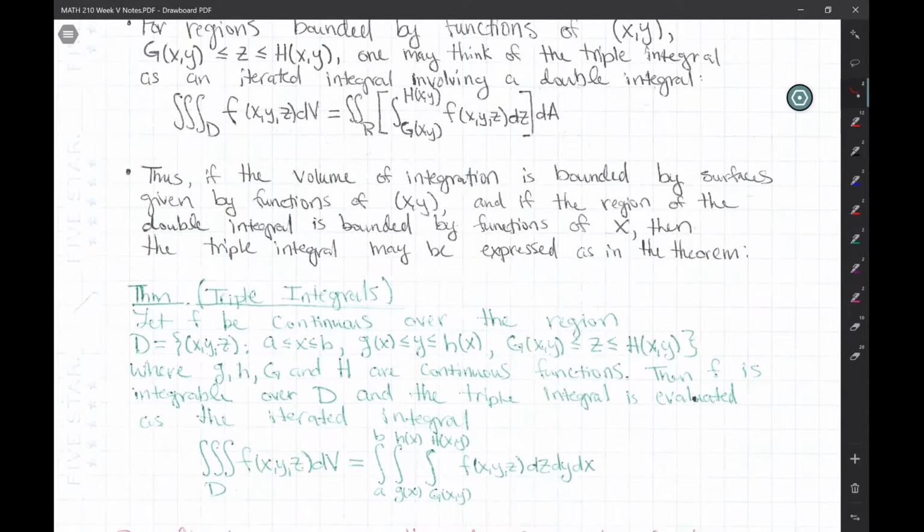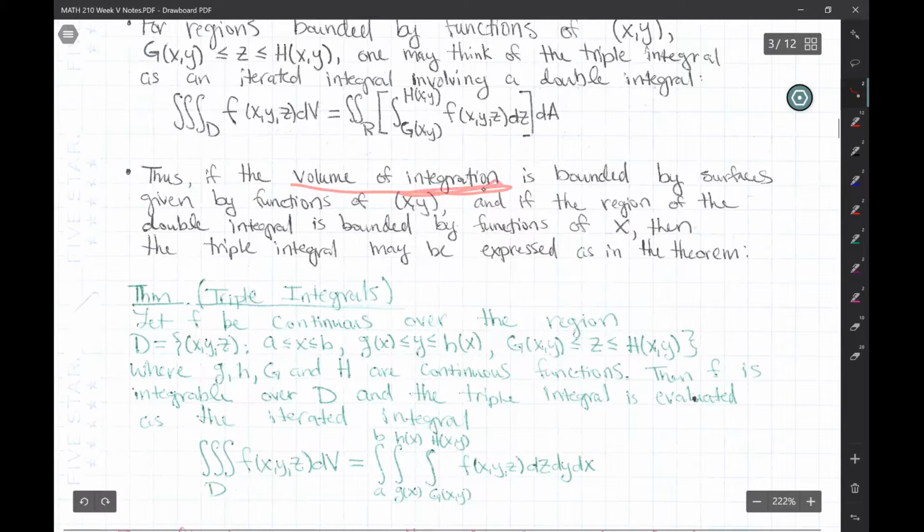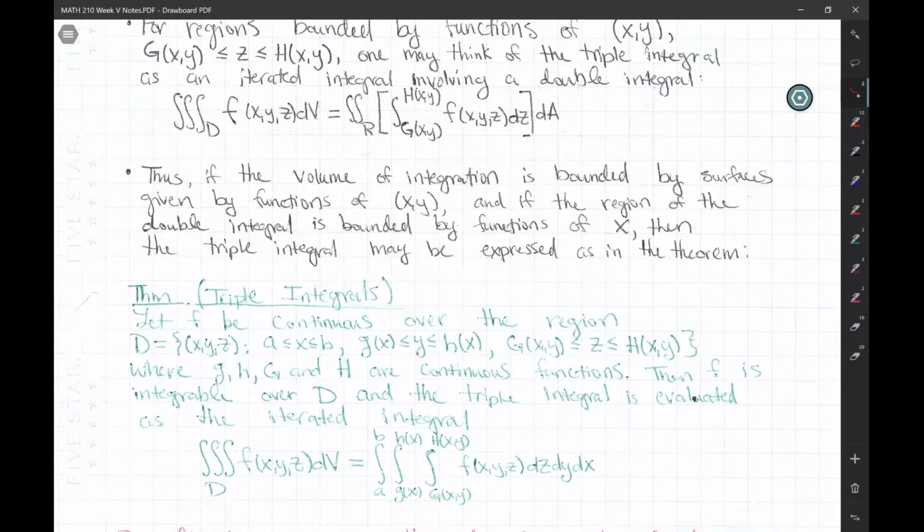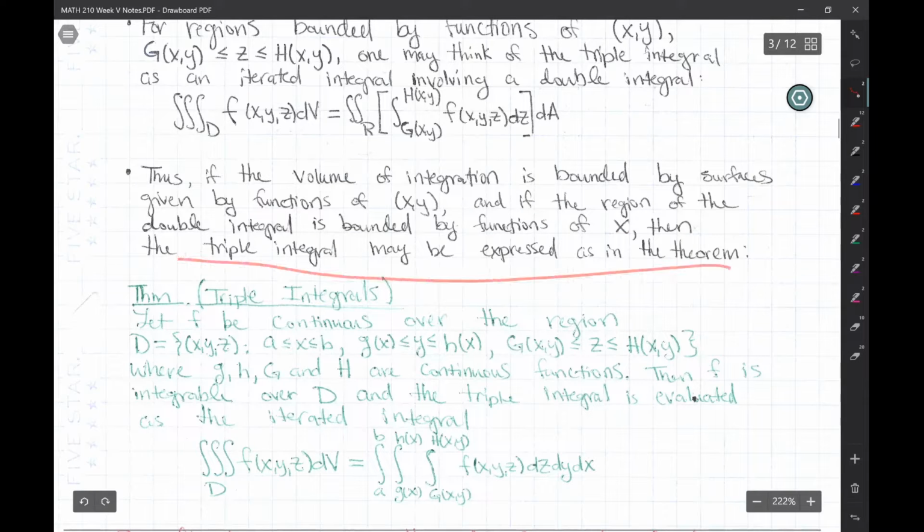So we have the following. If the volume of integration is bounded by surfaces given by functions of x and y, here g(x,y) and h(x,y), these were surfaces given as functions of x and y. They would pass the vertical line test. And if the region R of the double integral is bounded by functions of x, you could describe it by curves that are functions of x, then the triple integral may be expressed in this manner here.